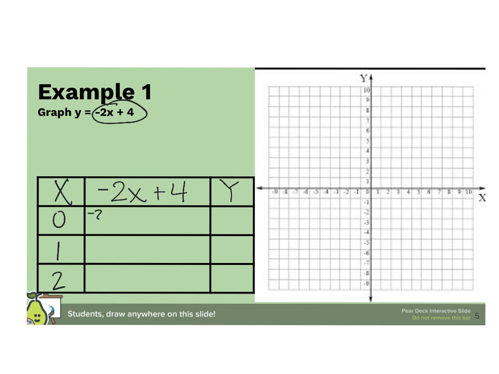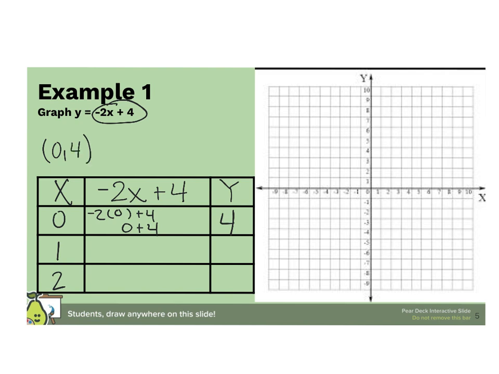So negative 2, instead of X, I put parentheses, and I'm filling in a 0 right here. So this is 0 plus 4, and I put the answer here. So in the exit ticket, I'm going to ask you, when X is 0, what is Y? Well, when X is 0, Y is 4. That's our first ordered pair.